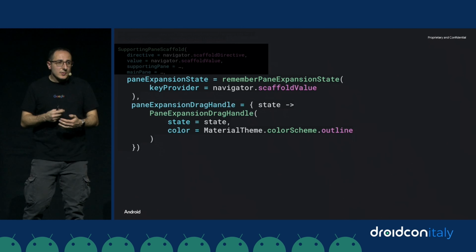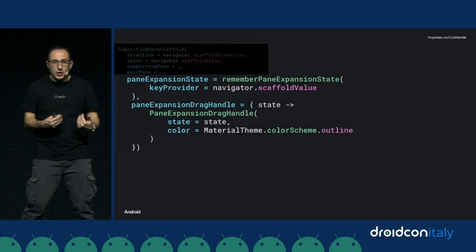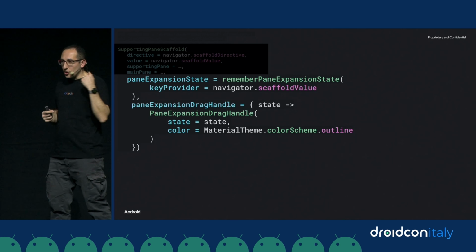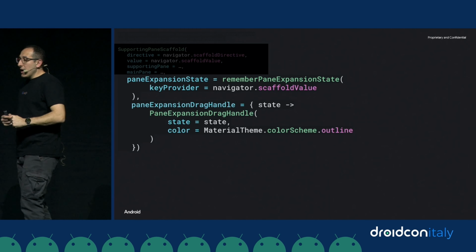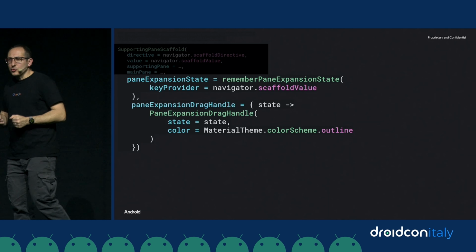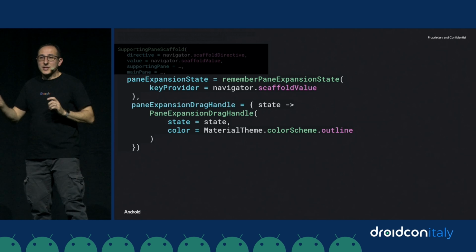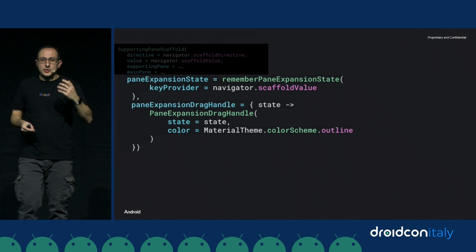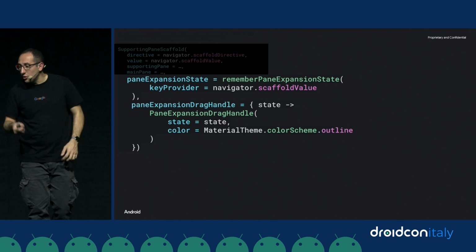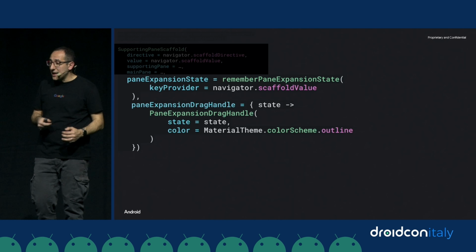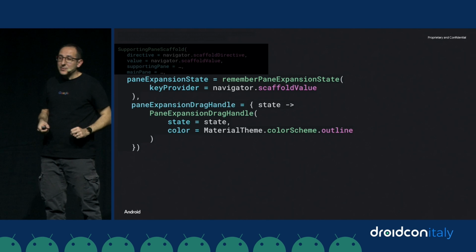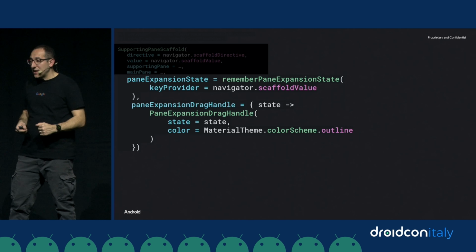Okay, but now we want to make it shine. So we decided that we want to go all down the full path, and we also want those 2 composables to expand based on the user interaction. So what we do is actually go and add 2 more parameters that will enable the pane expansion feature.